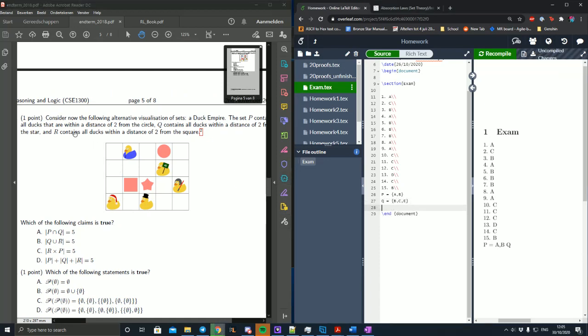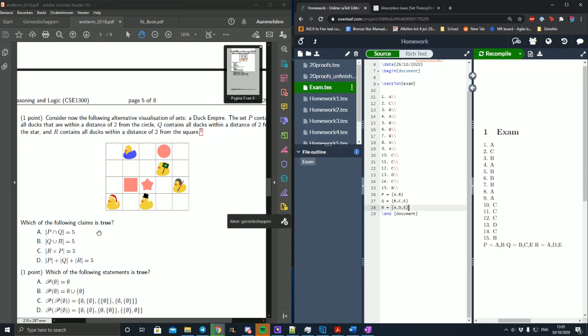And R is distance 2 from the square. So that is this one, this one, and this one, and that's it. So that is A, D, and E. Which of the following claims is true? The union of Q and R is 5.